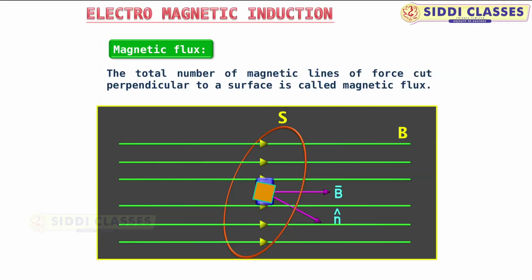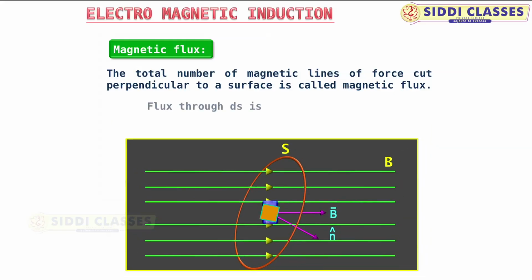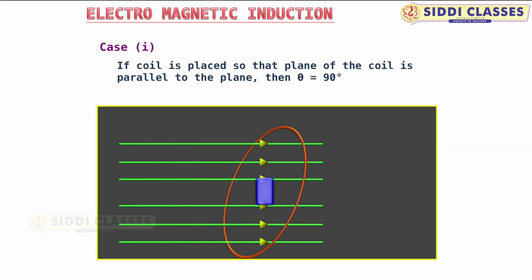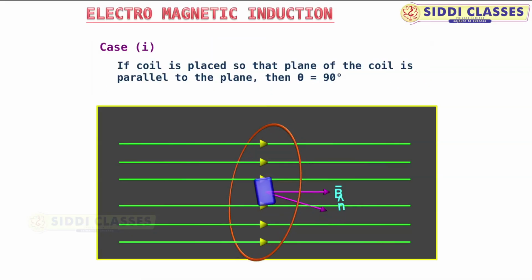From the definition of dot product, we can write the flux through dS is dΦ. This is equal to B dot dS or B dS cos theta, where theta is the angle between magnetic induction and this normal vector. And the flux through the surface is nothing but the integration of B dot dS. This is a closed integral, and this is equal to the integration of B dS cos theta, or you can write this as BA cos theta.